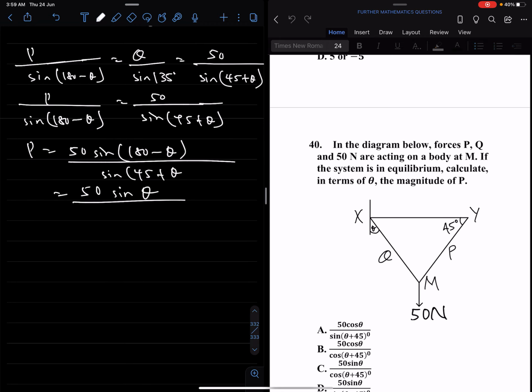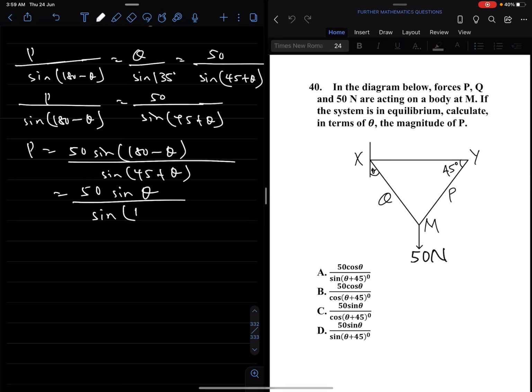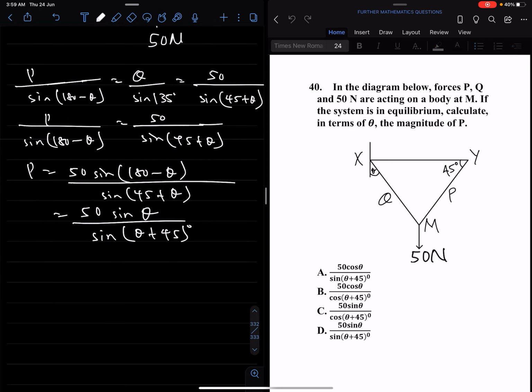So that means 50 sine theta over sine, okay, let me write the way to it in here, sine (theta plus 45 degrees). And that's it very, very simply. P equals 50 sine theta over sine (theta plus 45 degrees). So that's it very simply.